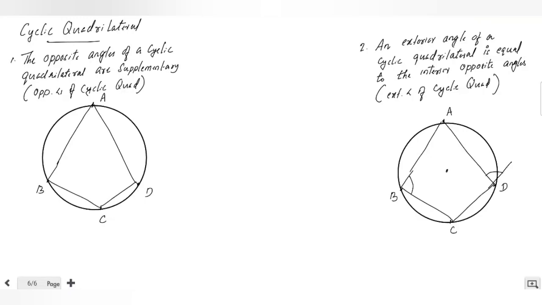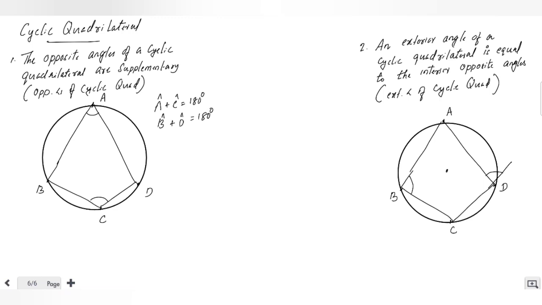Okay, and it has many properties. One or two you need to prove. The first one is opposite angles of a cyclic quadrilateral are supplementary. Supplementary means opposite angles sum to 180 degrees, that is angle A plus angle C is equal to 180 degrees. Similarly, angle B plus angle D also equals 180 degrees. Two angles sum is 180 degrees means it is supplementary. This is one of the properties.